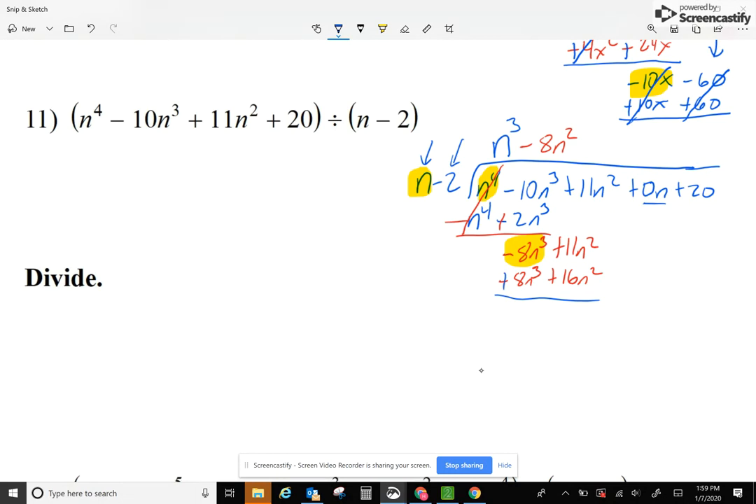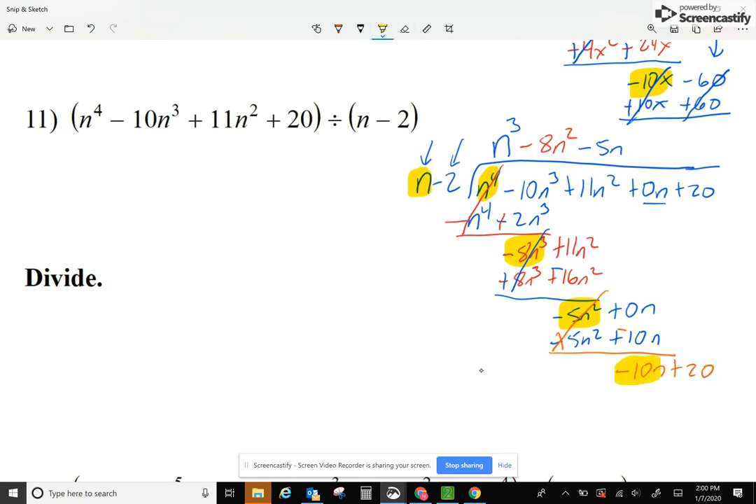Draw the line, change the signs. That gives me negative 5n squared plus 0n. Divide the first term by the first term on the outside, negative 5n squared divided by n, that gives me negative 5n. Multiply negative 5n to the terms on the outside, I have negative 5n squared plus 10n. I'm going to draw the line, change the signs. My first term should cancel out. So I have negative 10n plus 20.